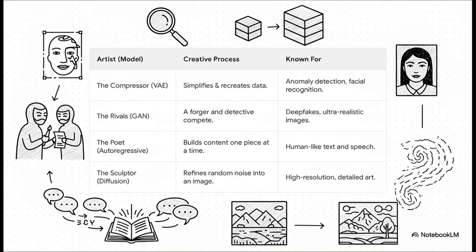The VAE, our compressor, is your specialist for squishing data down and spotting anything unusual. The GANs, our rivals, are your go-to for creating mind-blowingly realistic images, even though they can be tricky to control. The autoregressor model, our poet, is the absolute master of language. And the diffusion model, the sculptor, is the current star for creating stunningly detailed art from just a few words.